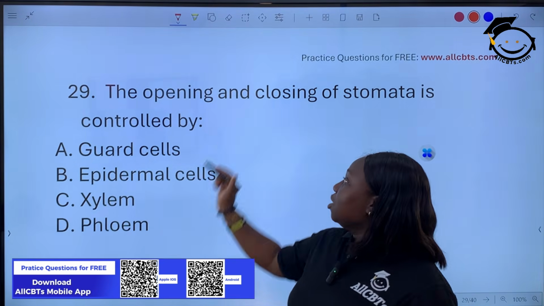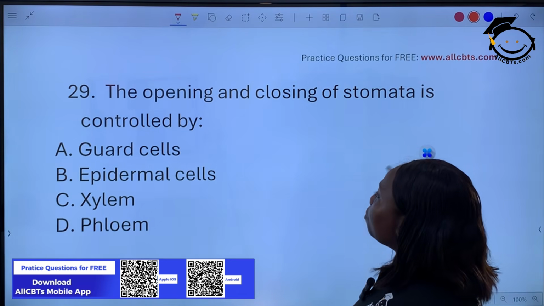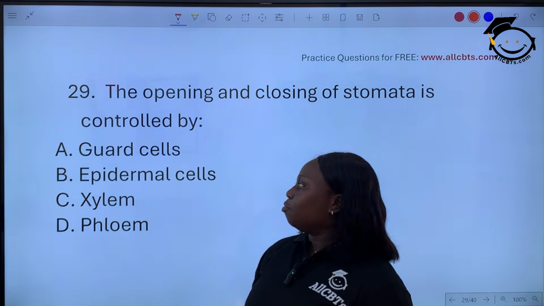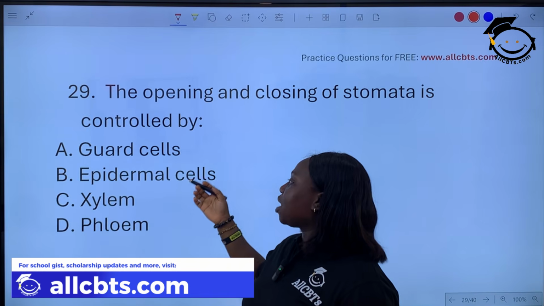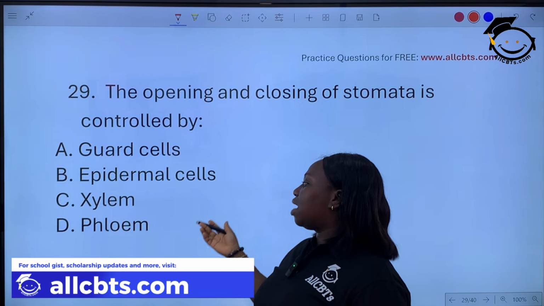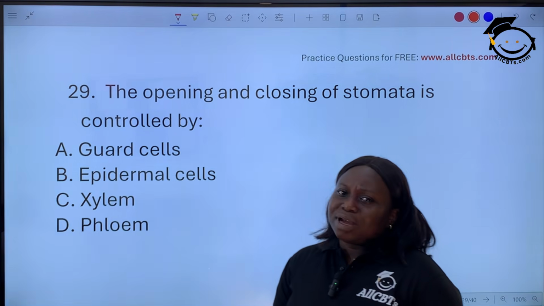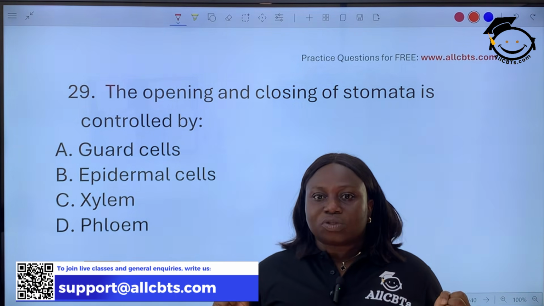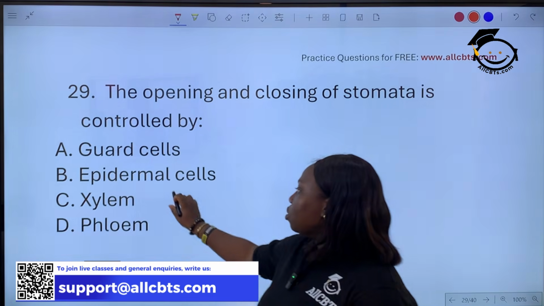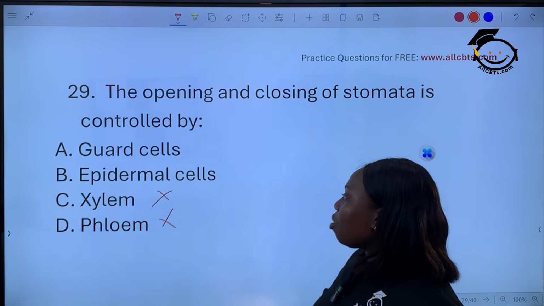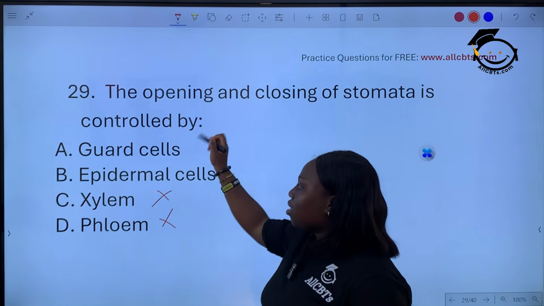Number 29. The opening and the closing of the stomata is controlled by the A, we have guard cells, B, we have the epidermal cells, C, we have the xylem, and D, we have the phloem. Now we know that it cannot be the xylem and the phloem because these are vascular bundles. These are conducting tissues. So that's not our answer. So we are caught within the epidermal cells and the guard cells.